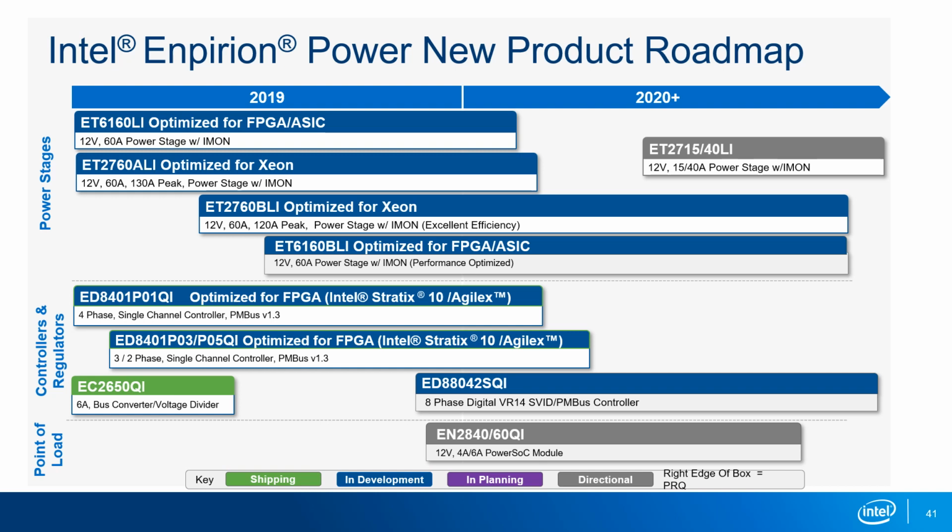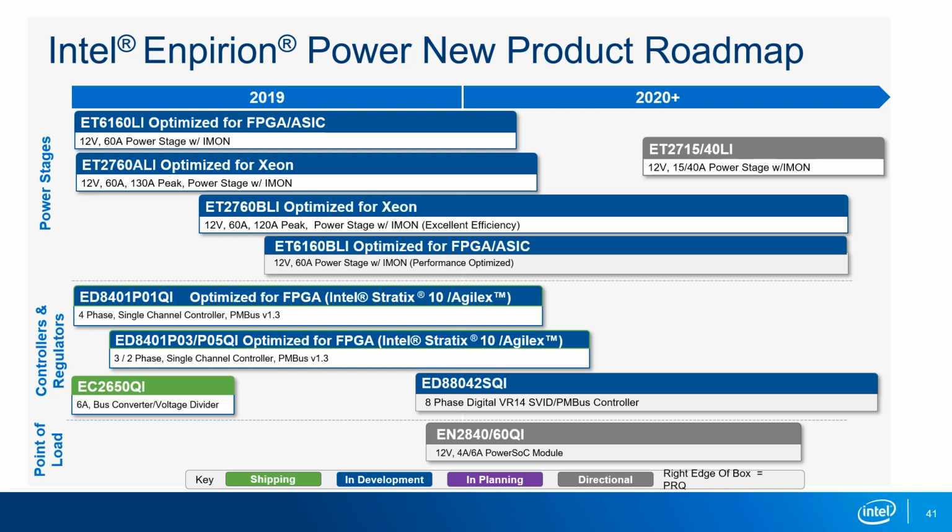Here's the Enpirion Power new product roadmap. You can see we're investing in the higher current solutions with 60 amp devices and also with an 8-phase digital controller. As you can imagine, there's a lot of ICs out there that we can power, not just an FPGA. And these other ICs consume a lot more power than an FPGA does.